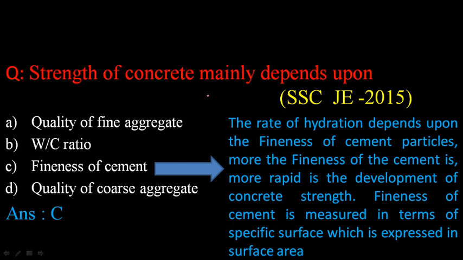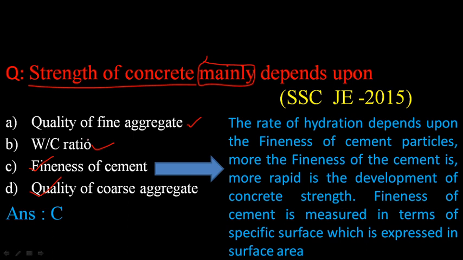The strength of concrete mainly depends on. The options are like this: quality of fine aggregate. Yes, the strength of concrete is dependent upon quality of aggregate, and water cement ratio also, and fineness of cement also, and quality of coarse aggregates also. In the given options, all four options affect the strength of concrete. Then how to choose the correct answer? You know the word is mainly. Among all these four options, which one does the concrete mainly depend on?